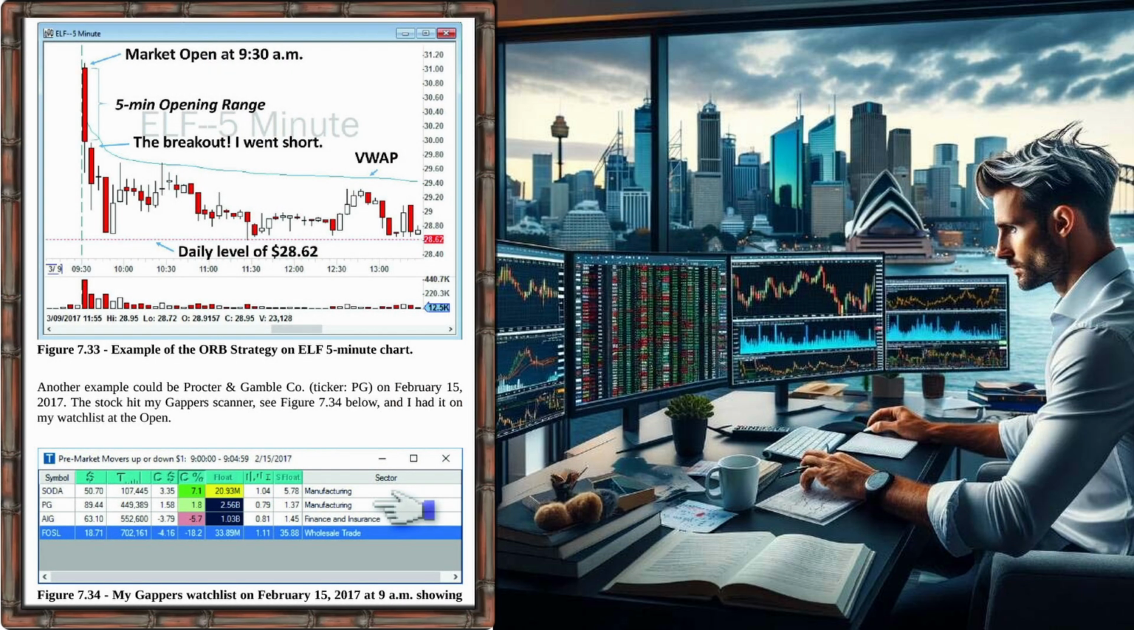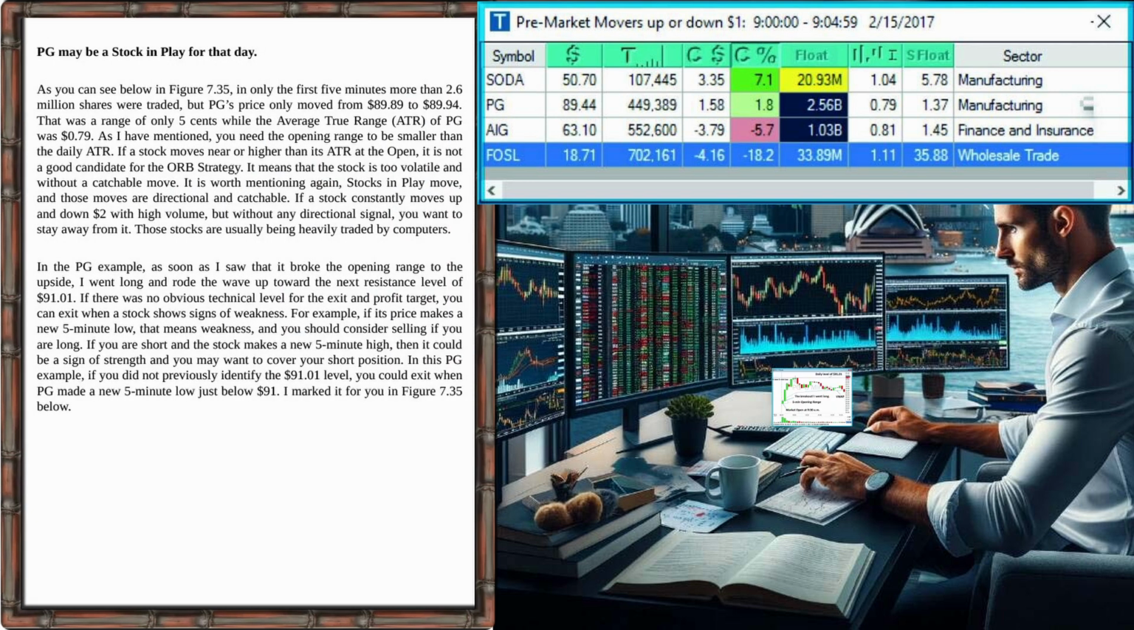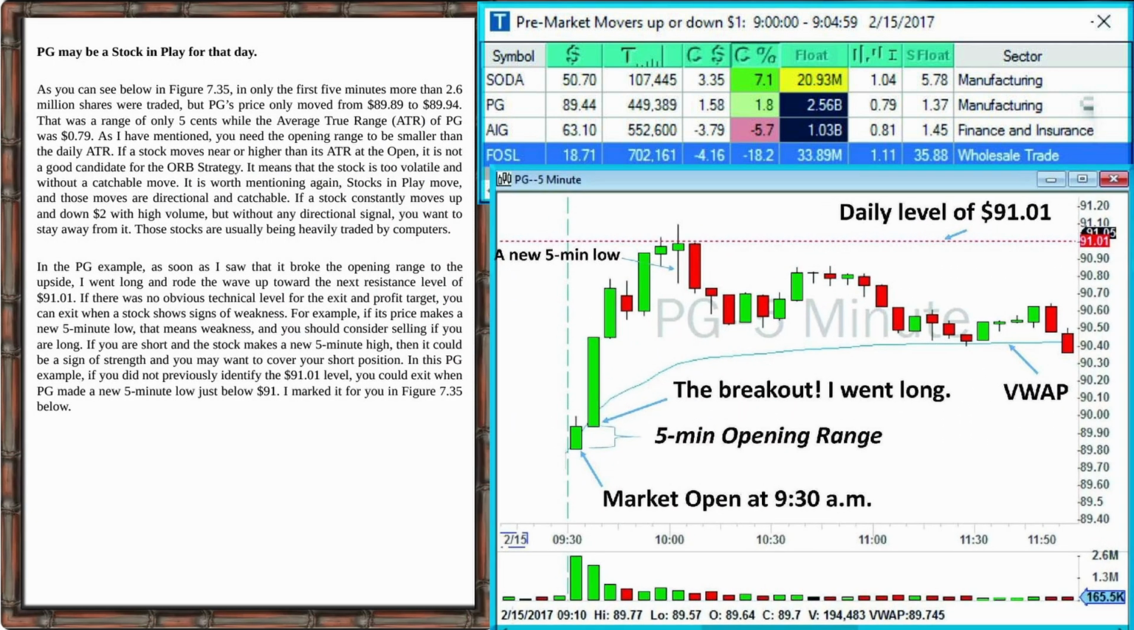Another example could be Procter & Gamble Company, ticker PG, on February 15, 2017. The stock hit my gapper scanner, see figure 7.34 below, and I had it on my watch list at the open. As you can see below in figure 7.35, in only the first 5 minutes, more than 2.6 million shares were traded, but PG's price only moved from $89.89 to $89.94. That was a range of only 5 cents, while the average true range, ATR, of PG was 79 cents.